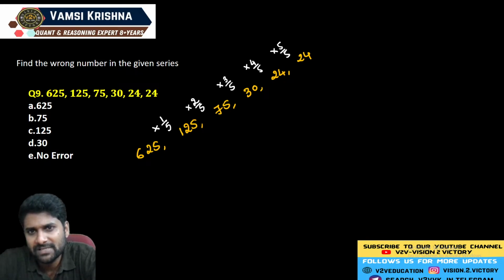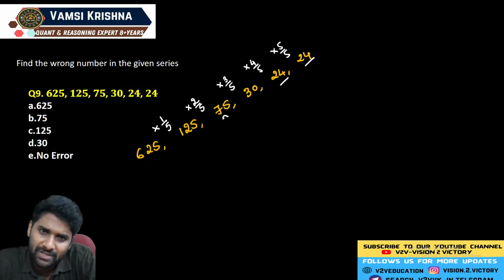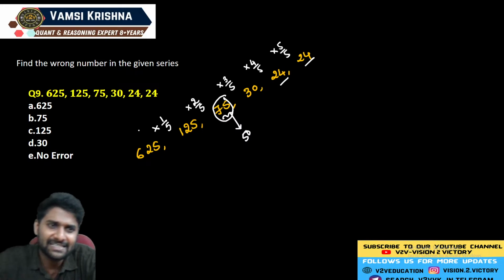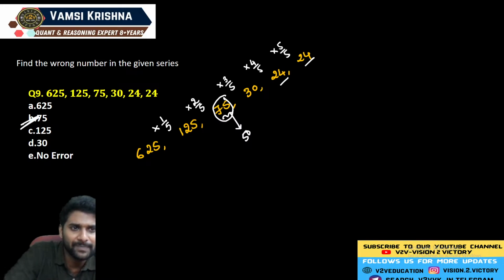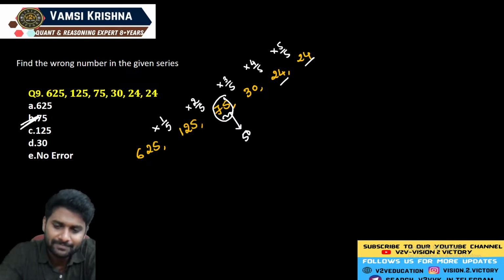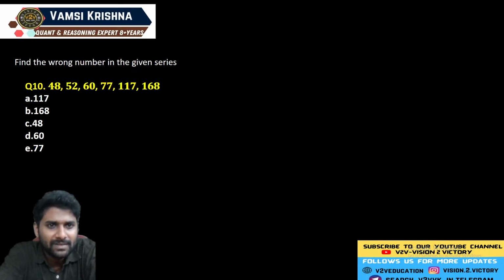Now 5 by 5 is equal to 1. Definitely 24 will get 24. Now what about the 75? You already know that, see. So we need this number must be 50, guys. Why? Because see, 25 twos are 50. And 50 is multiplied by 3 by 5, you will get 30. That's why here the wrong number is 75. Wrong number is 75. Next.